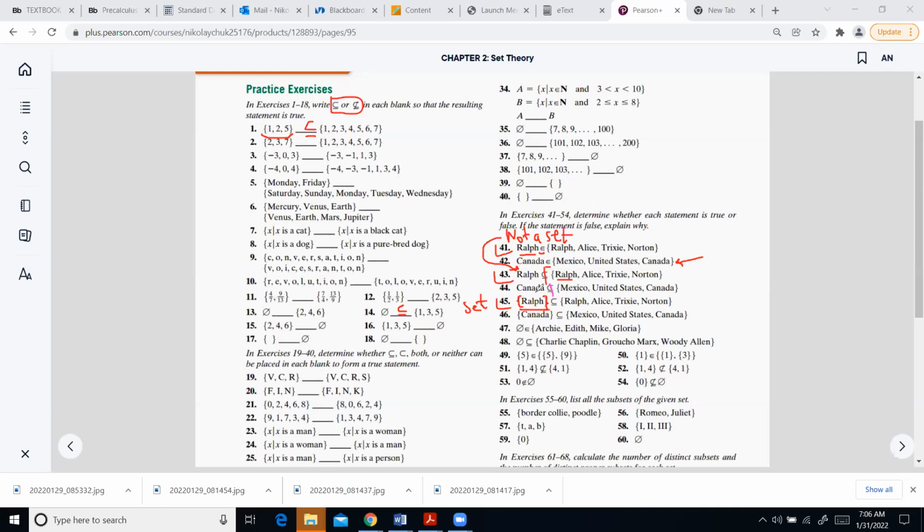So for example, in problem number 49, the 5 that they put inside the braces is a set on its own, so it cannot be an element because it's a set itself. So it's a little bit fuzzy, I know, but that's really all they want you to realize.